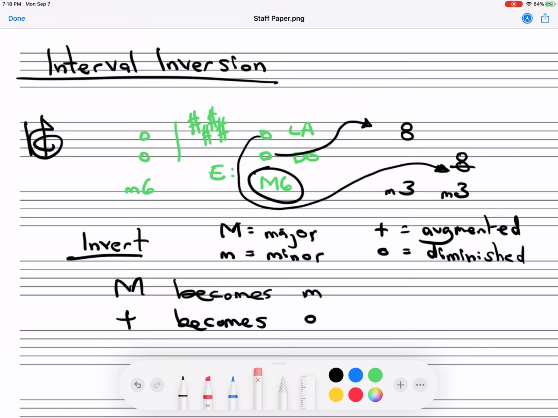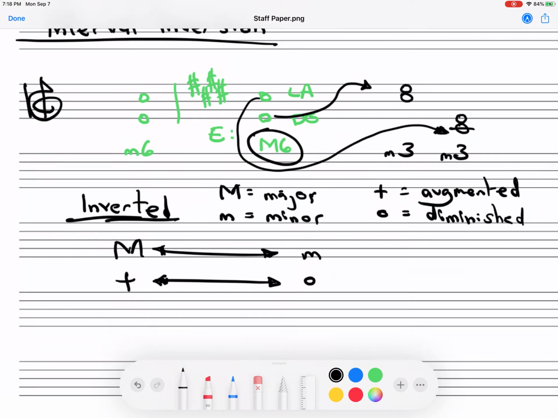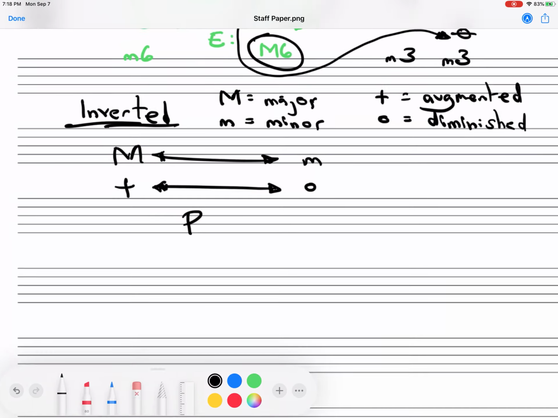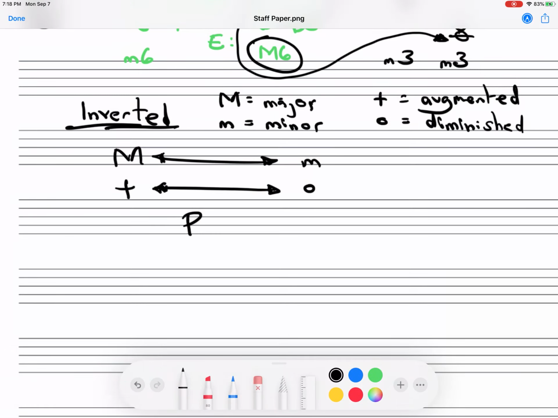I'm going to erase this. It looks terrible. Let's do what I did before. I'm just going to put an arrow like this. So inverted, major becomes minor, minor becomes major. Augmented becomes diminished, diminished becomes augmented. If you don't like the way I'm writing it here in your notes, you should put it however it makes sense to you.